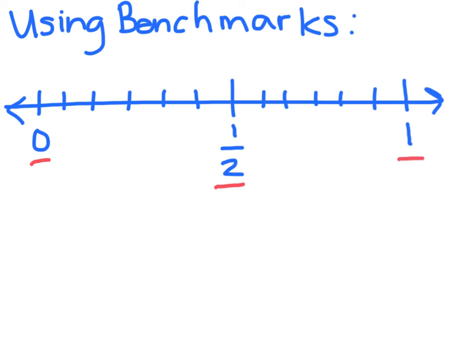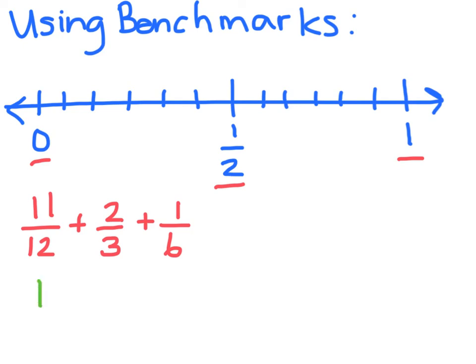So let's work through a problem together. Let's estimate the sum of 11/12 plus 2/3 plus 1/6. We'll begin by finding the closest benchmark for each fraction. 11/12 is very close to 1. If we mark it on our number line, we can see that here it's 1/12, 1/12, 2/12, 3/12, 4/12, 5/12, 6/12 or 1/2. 7, 8, 9, 10, 11/12 would be right here. So it's very close to 1.